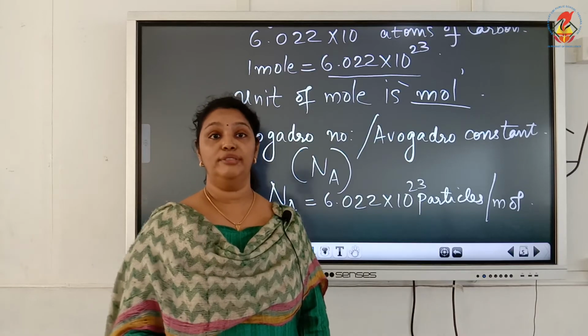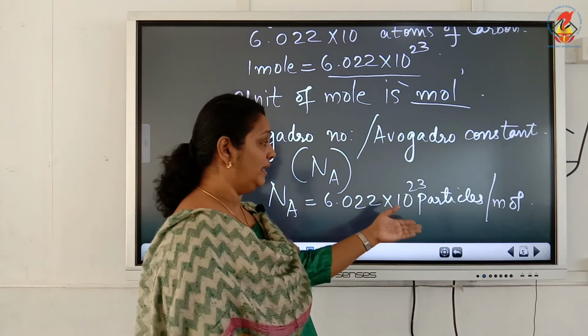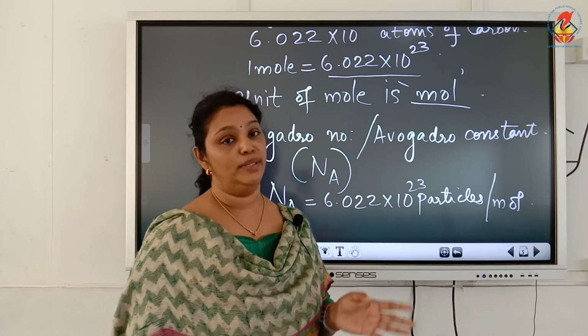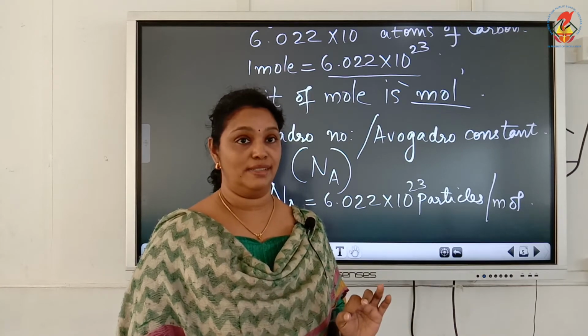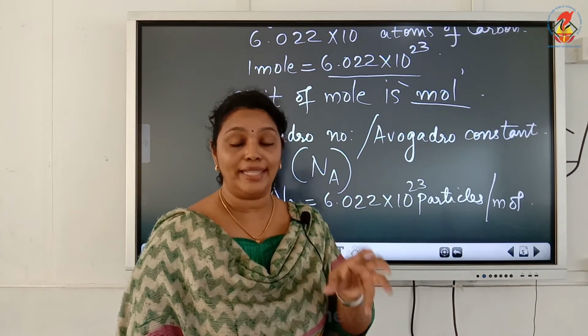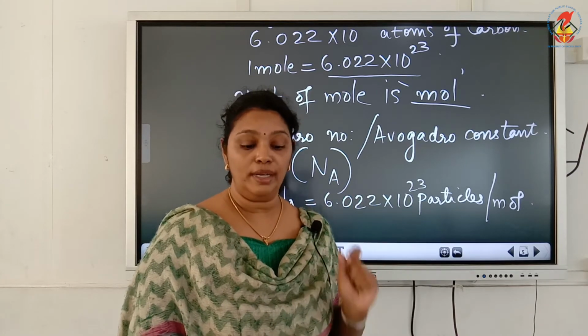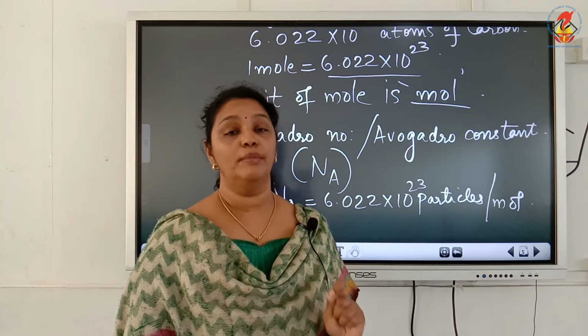So how can you define Avogadro number? You know that these are the particles present in 12 gram of carbon-12. So Avogadro number is the number of atoms. In 12 gram of carbon-12 isotope, we have that many atoms. So Avogadro number is the number of atoms present in 12 gram of carbon-12.